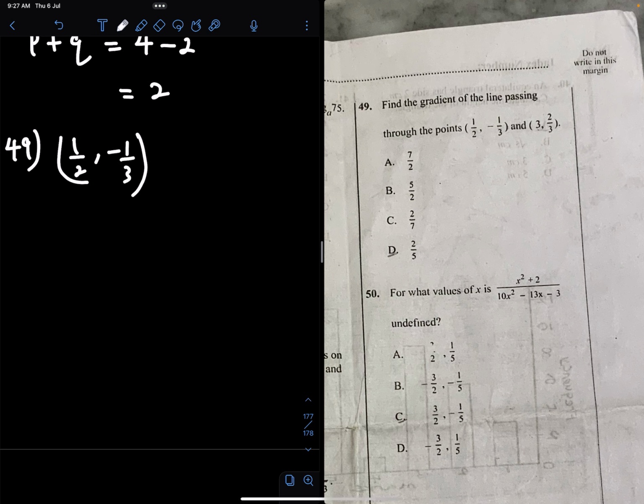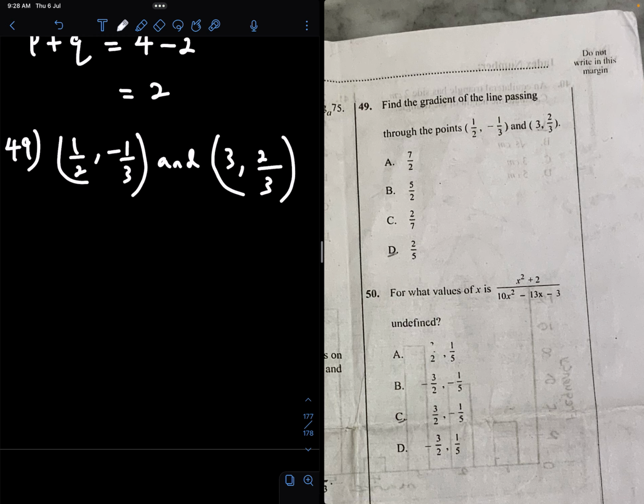1 over 2, minus 1 over 3. And the second point has coordinates 3, 2 over 3. Now, how do we find the gradient of a line passing through those points? Gradient is simply change in y over change in x.